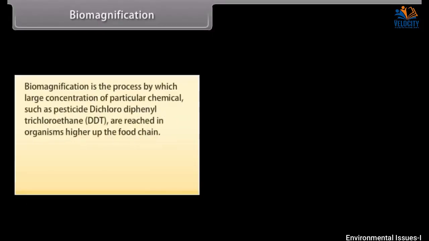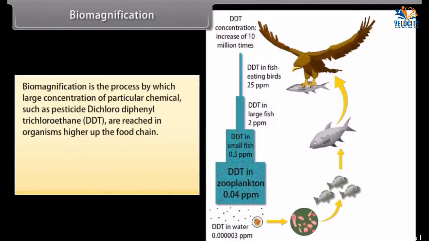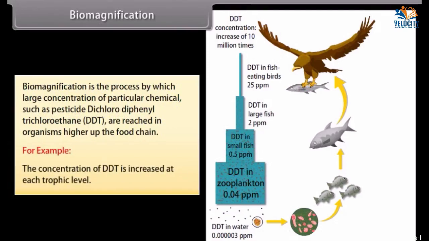Biomagnification. Biomagnification is the process by which large concentration of particular chemical, such as pesticide dichloro-diphenyl trichloroethane, are reached in organisms higher up the food chain. For example, the concentration of DDT is increased at each trophic level as shown in the diagram.